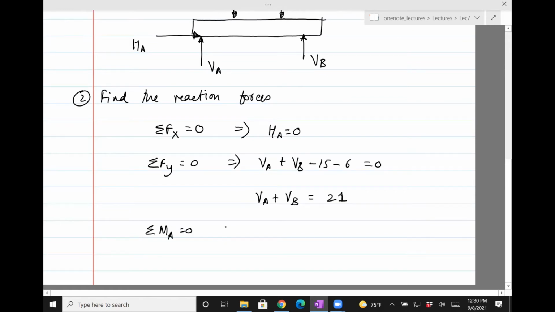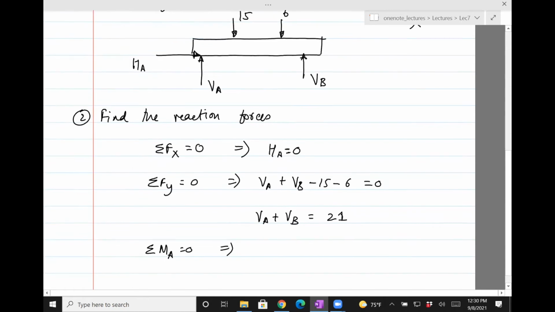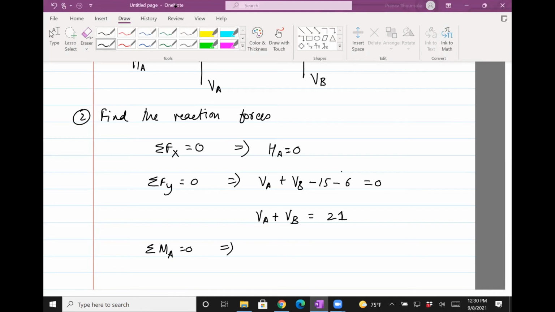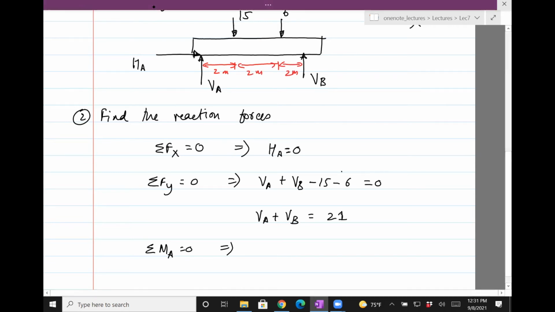The sum of moments about A equals 0. The moments due to HA and VA are 0 at A, so we only have to find the moments due to the 15, the 6, and the force VB. Remember that this is 2 meters, this is 2 meters, and this last piece is also 2 meters. So we are all set.